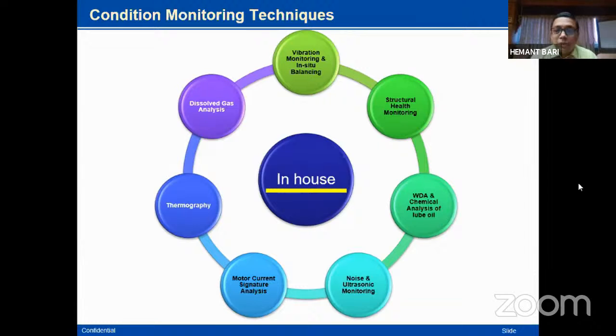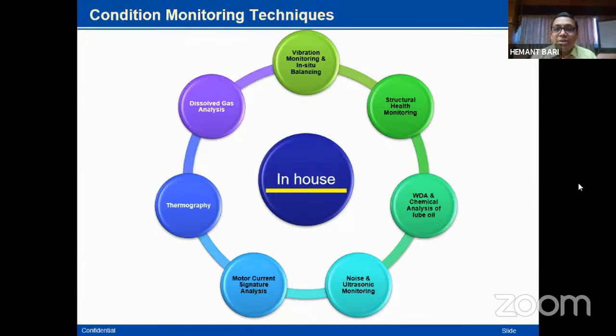So starting from the students, if you are really interested in the condition monitoring field, then with your basic mechanical engineering or electrical engineering, civil or any field engineering, if you are interested in any field, you can go with that.